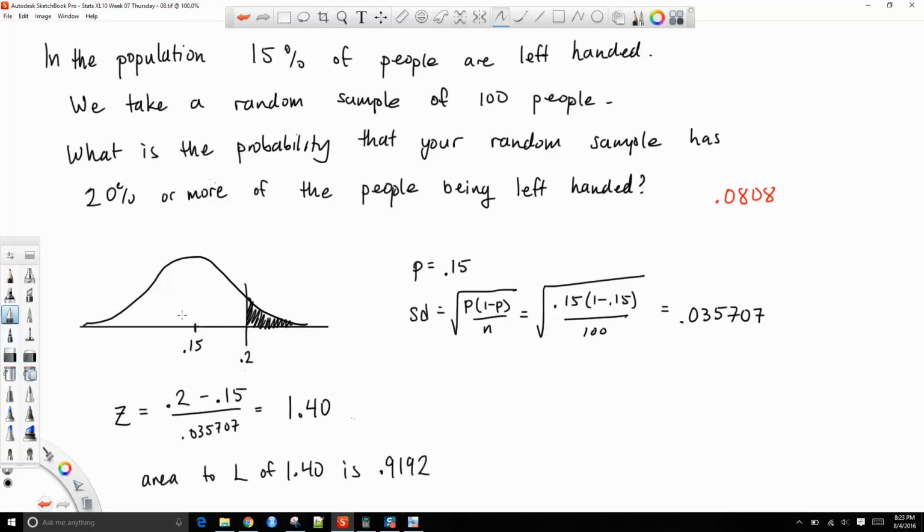So the area to the left is this area over here, 0.9192, meaning this area over here is 1 minus 0.9192, because I'm asking what's the probability that we have 20% or more. So I'm going to do 1 minus 0.9192, and I get 0.0808, and that's going to be my answer.